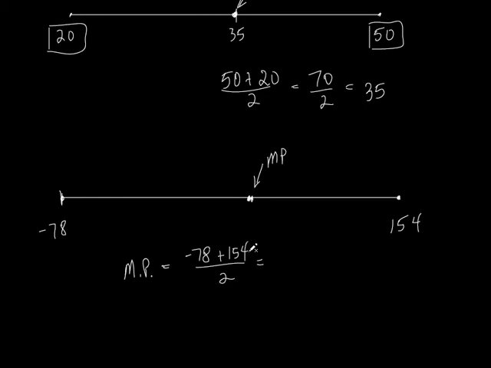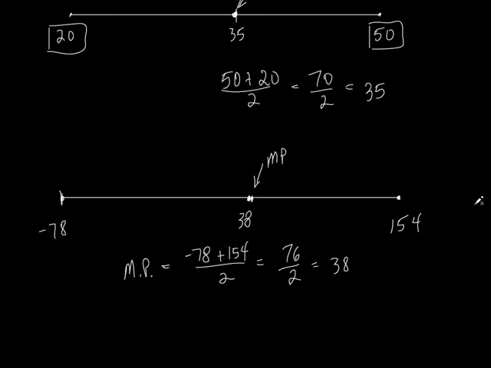Do this. What's 154 minus 78? 76. Okay, 76. And then what do you do? You divide that by 2. And what is that divided by 2? 38. Okay, Luke was right. It's 38. So that's the midpoint right there. Pretty simple, isn't it?